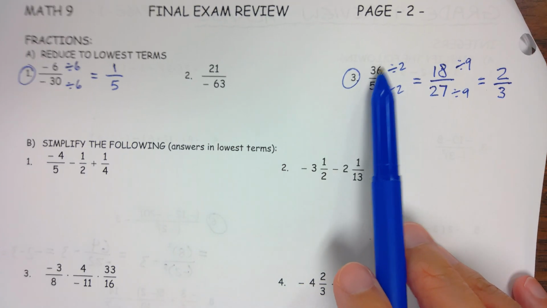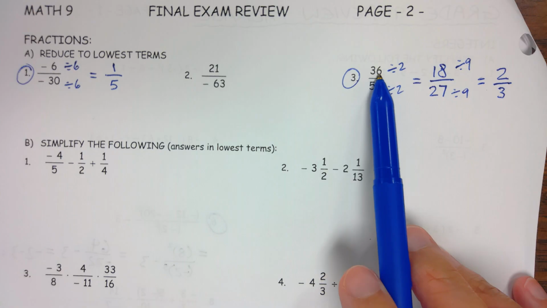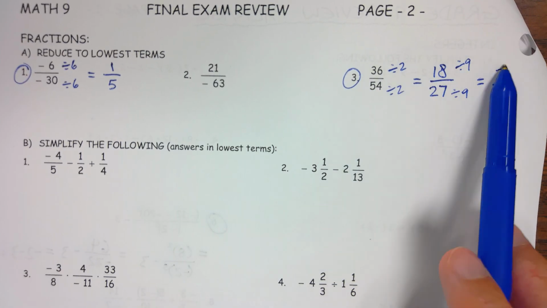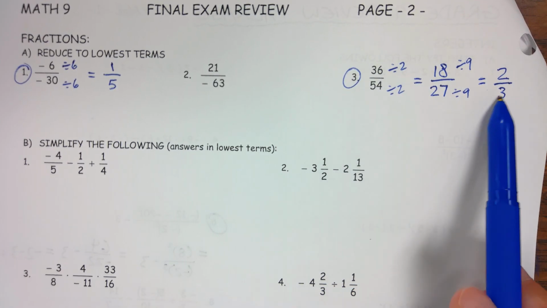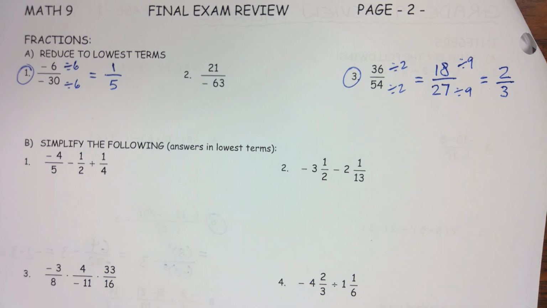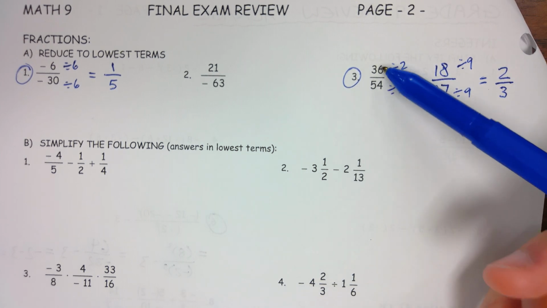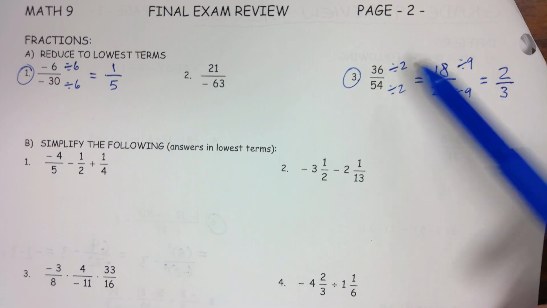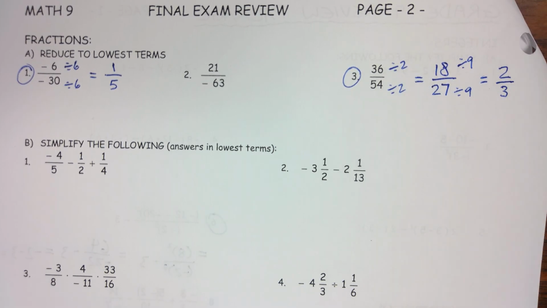I could have divided from here to here in one step. I could have divided both by 18. But not everybody saw that 18 was a common factor right away. Okay, so if it takes you 2 steps, if it takes you 5 steps, it's okay. There's nothing wrong with that.